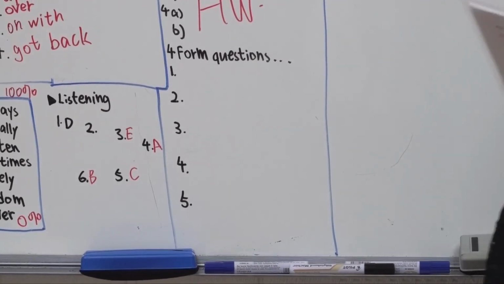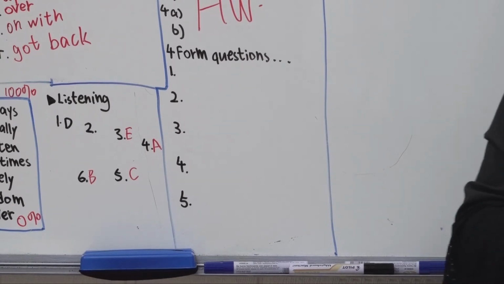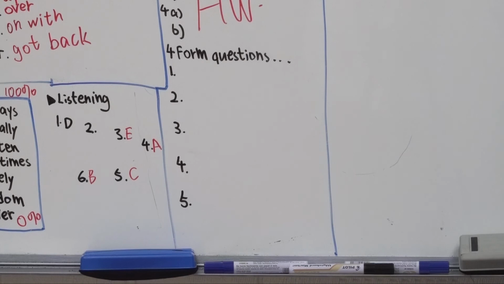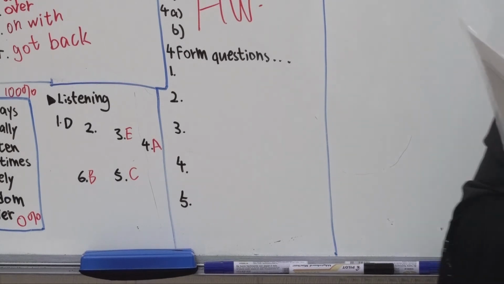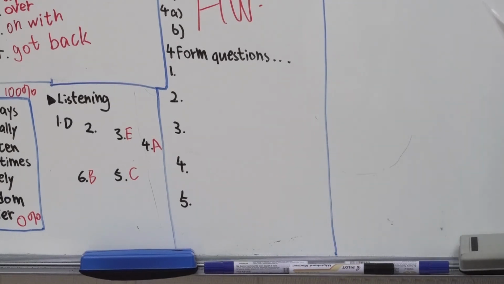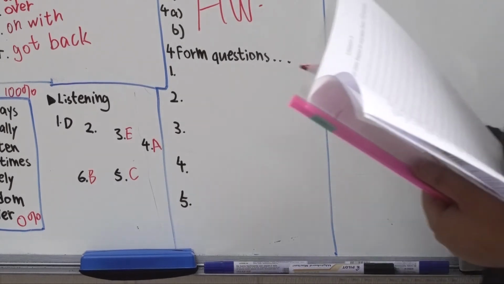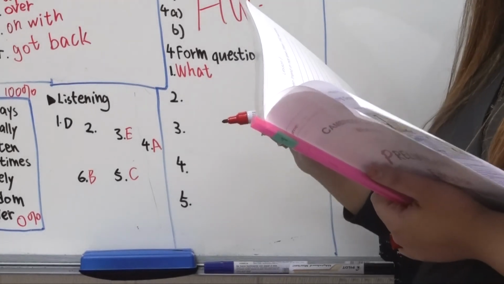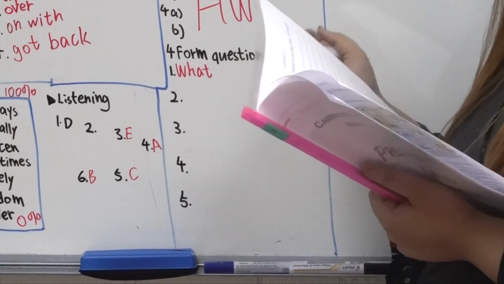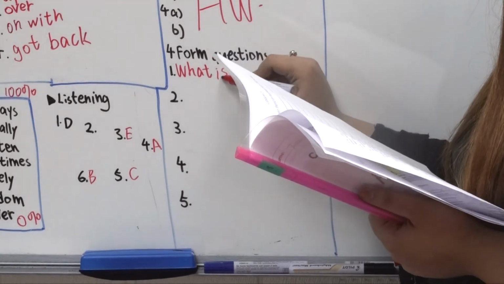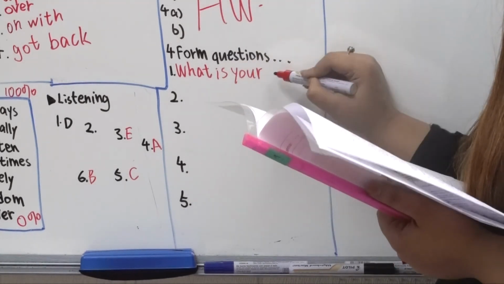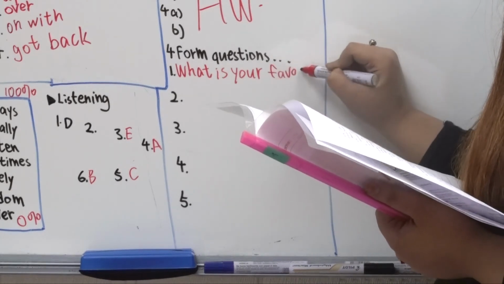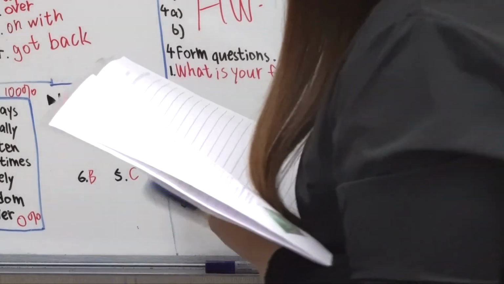4. Form questions, then answer them. Okay, so here you have to form questions, alright? There are many words given to you. Number 1, the words given are what, your, is, drink, favorite. So how do you form it into a question? Question word, what comes first, right? What, and then? Is there any auxiliary verb? Yes, is. What is your favorite drink? Alright?